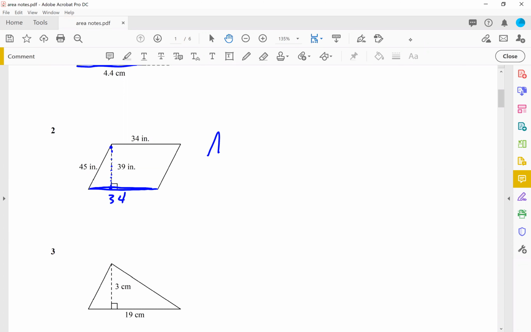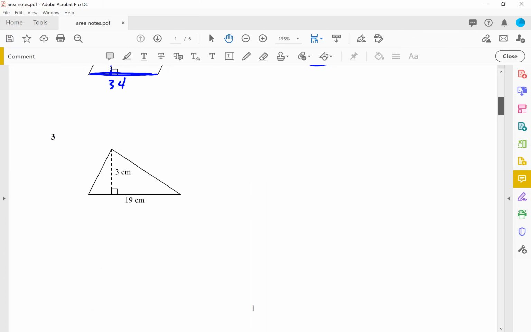So our area would be base times height, so 34 times 39. Which would be 1,326. And it's inches squared.